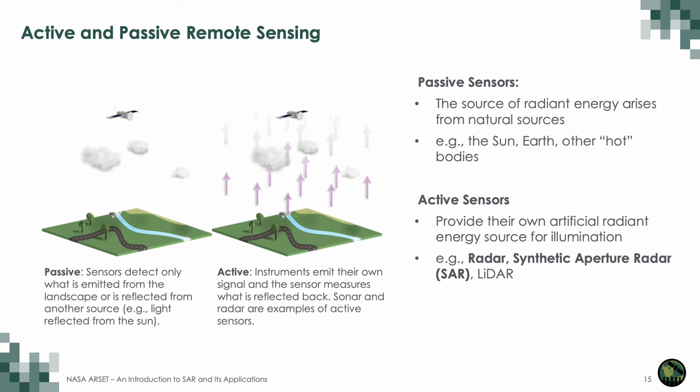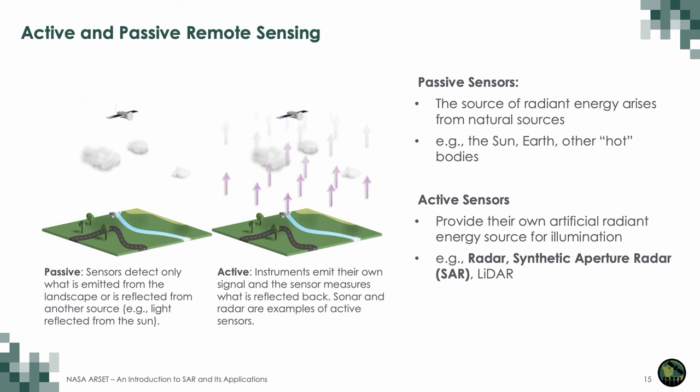Radar signals can penetrate through various mediums, such as vegetation canopies, snowpacks, and soils, although the extent of this penetration is dependent on the frequency. In contrast, optical sensors only detect information from the very surface of these mediums.